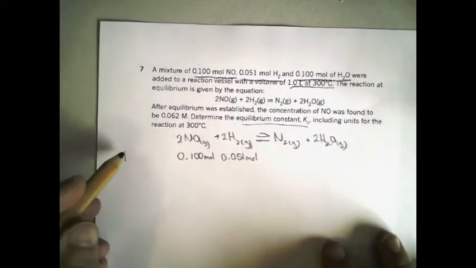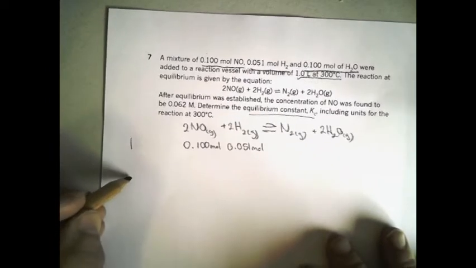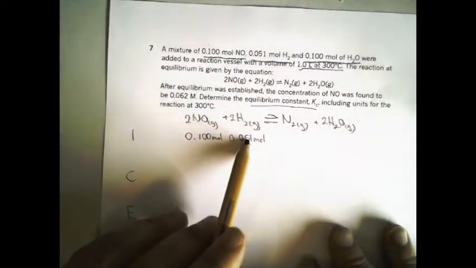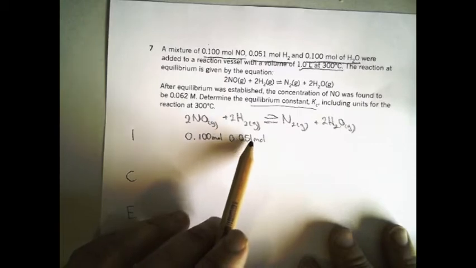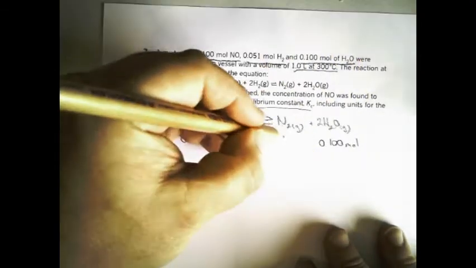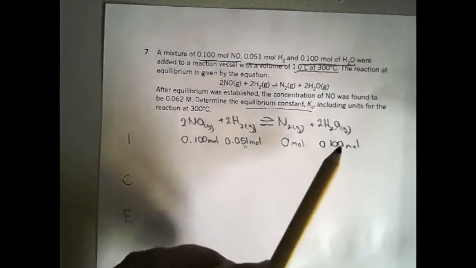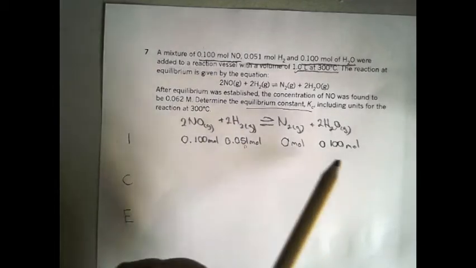So the ICE method asks you to find out what is initial, and then the concentration ratio, and then at equilibrium. So the initial, as you start off, you have 0.1 mole of that, 0.051 moles of that, and 0.1 mole of your water. Now you actually have 0 moles of your nitrous gas, don't you? That's the beginning of the reaction. The reaction hasn't really occurred yet, so that's where we are there.